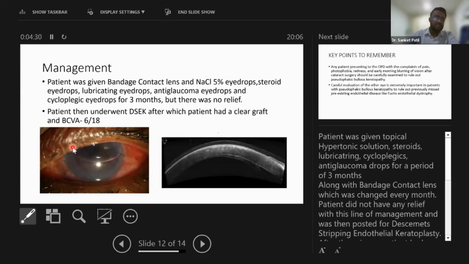As you can see in this image, this is the post-op day 1 image of the operated eye and the anterior segment OCT done here. The lenticule is firmly attached to the tissue. There is no separation visible.